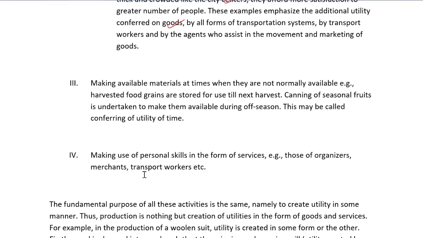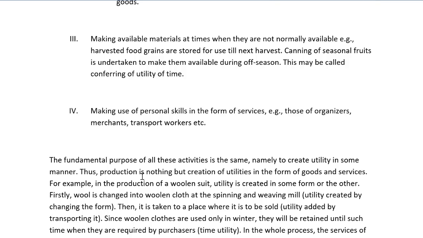Let's continue with the third factor, and that talks about time, that means time utility. The third utility is time utility. It means making available materials at times when they are not normally available. Examples, harvested food grains are stored for use till the next harvest. Canning of seasonal fruits is undertaken to make them available during off seasons, and this may be called conferring utility of time.